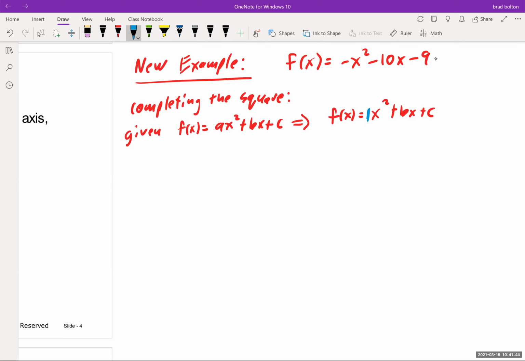Now, there's more than one way to do completing the square. This is just the way I'm going to show you guys. If you have an alternate method that you're good at, just let me know. But this is how I teach it. So for this particular problem right here, I know that I need a positive 1 in front. So I'm going to divide everything. So this is going to be f of x divided by negative 1 equals negative x squared minus 10x minus 9.